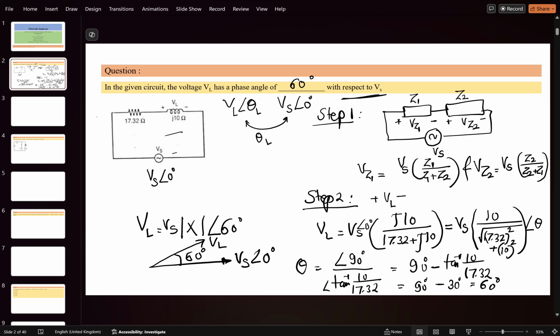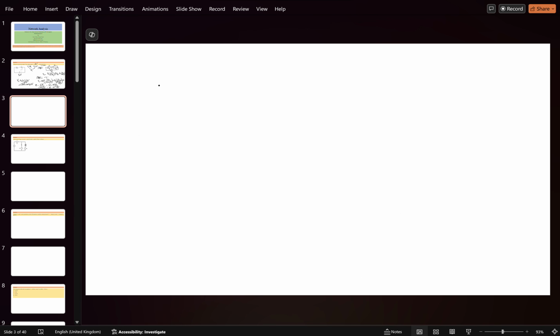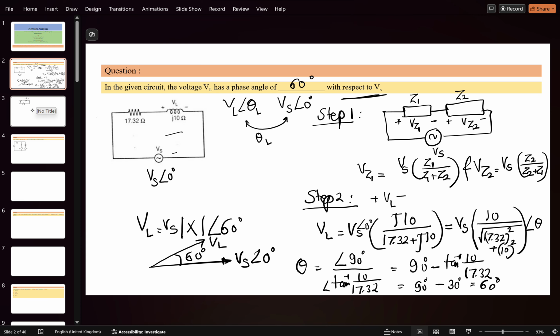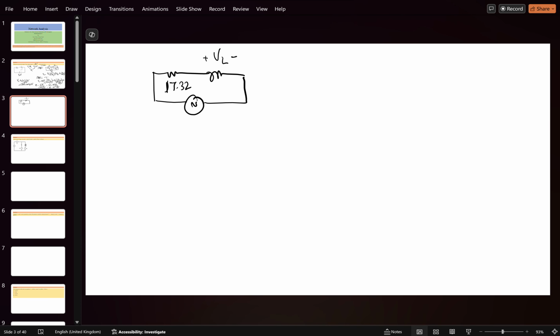I have used a simple principle. One circuit is given here with one coil, and Vs is applied. We are finding the voltage VL across the coil. This is 17.32, this is j10, and this is Vs as given. So what I am finding is VL. VL is equal to Vs times j10 divided by 17.32 plus j10.